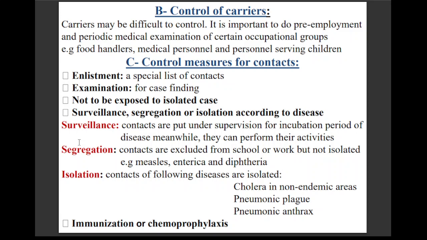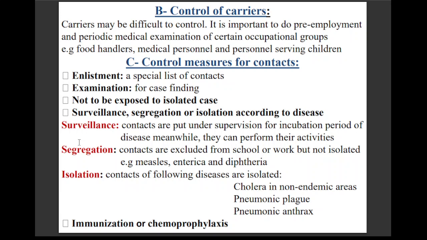Suppose they show such symptoms, then immediately, avoiding any further delay, they must get themselves diagnosed and treated for this particular disease. So: enlisting, examining, not being exposed to isolated cases, and lastly surveillance, segregation and isolation according to the disease. Surveillance is when the contacts are put under observation or supervision for the incubation period. Segregation means contacts are excluded from school or work, that is, they are asked to work from home.